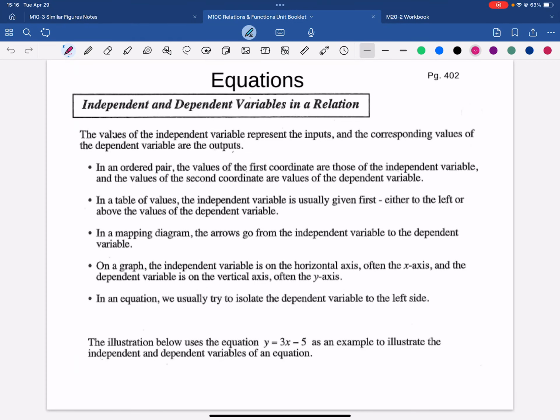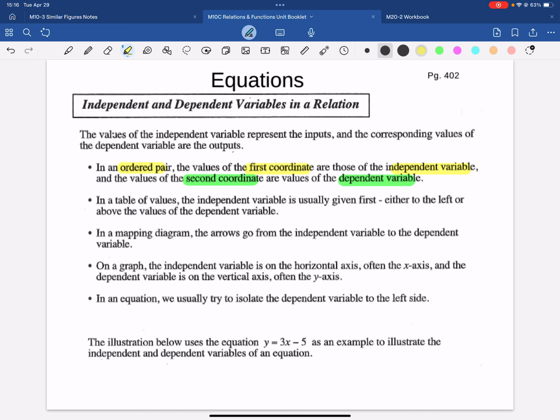We are looking at equations again today. Independent variables in a relation. We've already talked about that quite a bit. We talked about our independent is our input, and we have corresponding dependent, which is our output. In your ordered pair, the first coordinate is your independent. The second coordinate is your dependent.